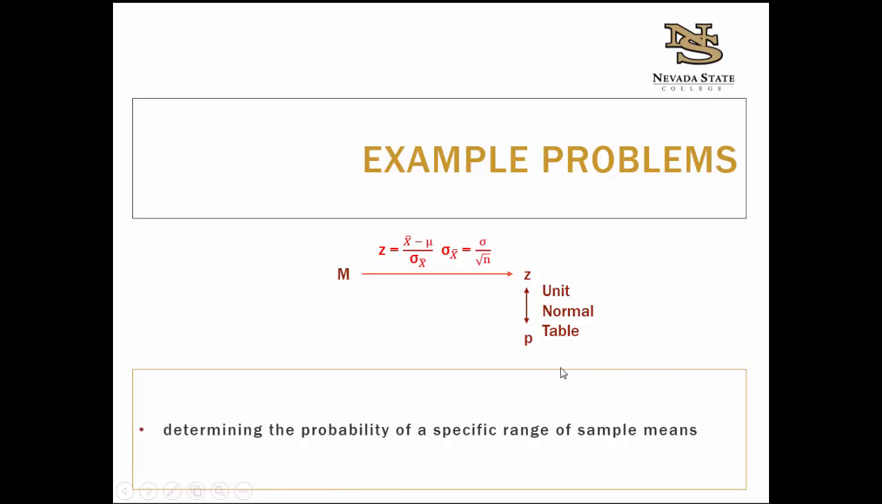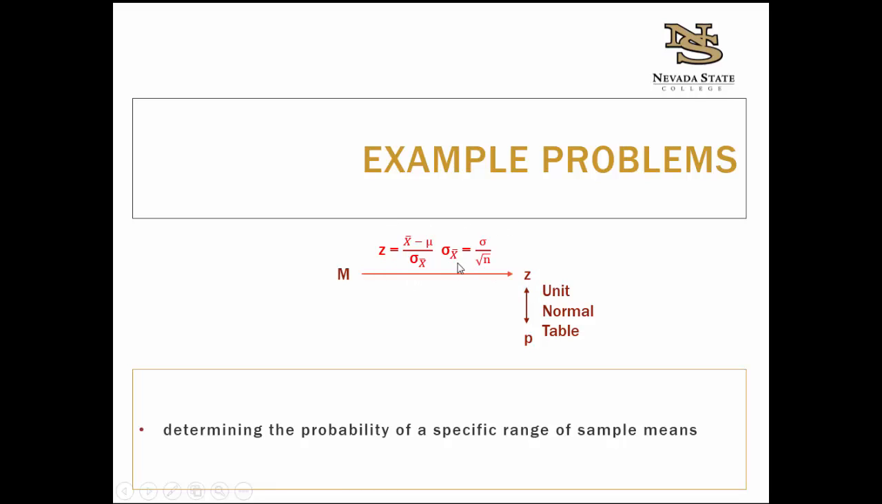So now I'm going to work through some example problems to show you how to determine the probability of a specific range of sample means. And this is really similar to what you did when we were looking at probabilities of scores. Only now we're not converting x into z, we're converting a sample mean into z, and we're using these formulas.